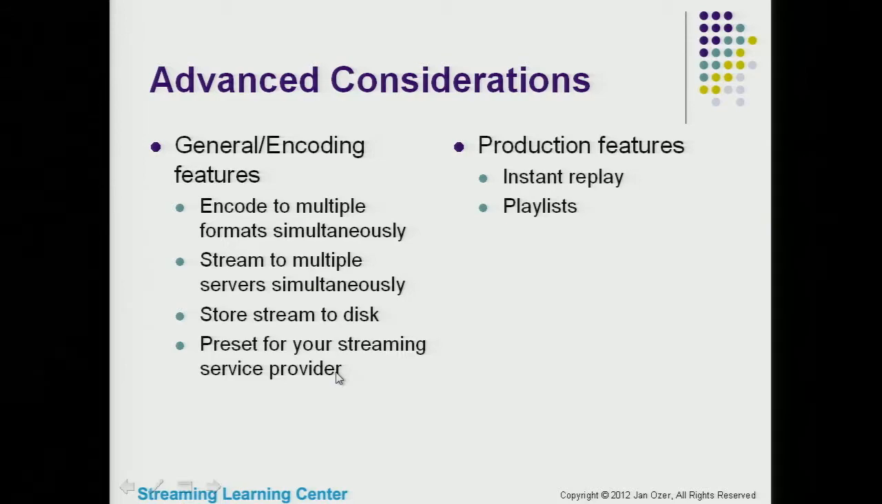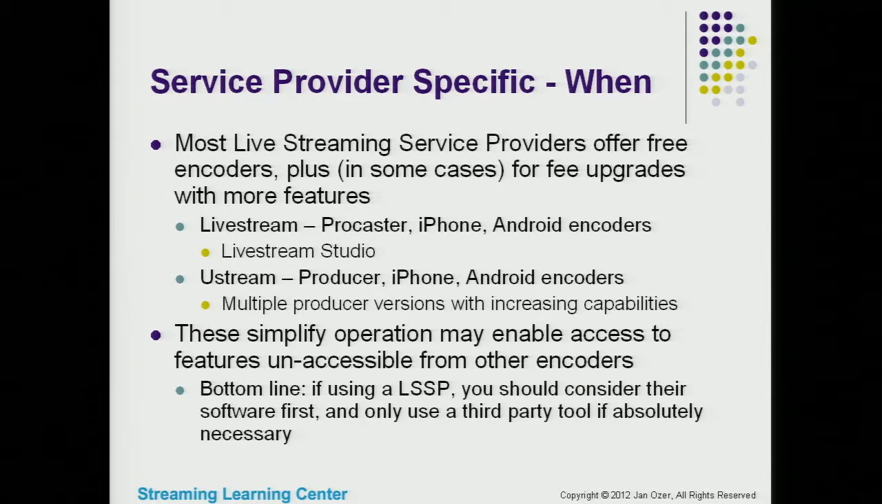I think Wirecast has done a nice job creating features that are very friendly to streaming producers such as ourselves. So they can encode to multiple formats simultaneously. If you need to support both Windows Media and Flash, they can do that. They can stream to multiple servers simultaneously. They can stream to disk. And they've got a lot of presets for streaming service providers of your choice, right? So if you use Livestream or Ustream, it's probably going to be a one-button connect, download an XML file, and it'll work pretty easily. So that's the production category.